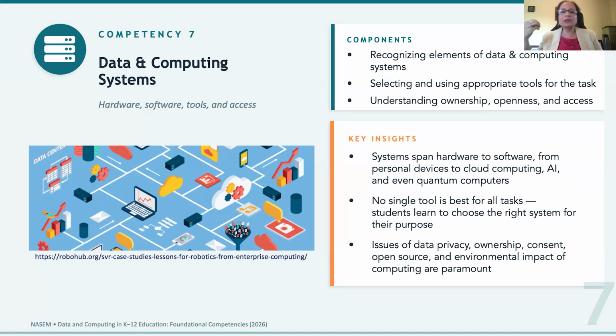And so the components include recognizing elements of data and computing, hardware, software, how information is encoded, processed, etc. Selecting and using appropriate tools for a given purpose. I mean, no tool is best for all tasks. And of course, understanding things like ownership, openness and access, data privacy, consent, open source, environmental impact, all those things. And the report does highlight generative AI and quantum computing as examples of how systems are continuing to evolve and why this competency of adaptability matters for the future.